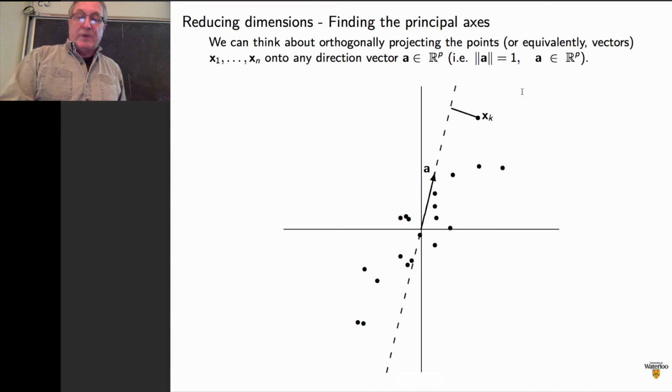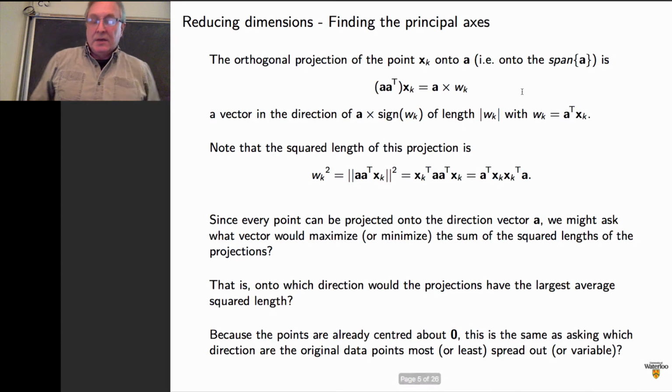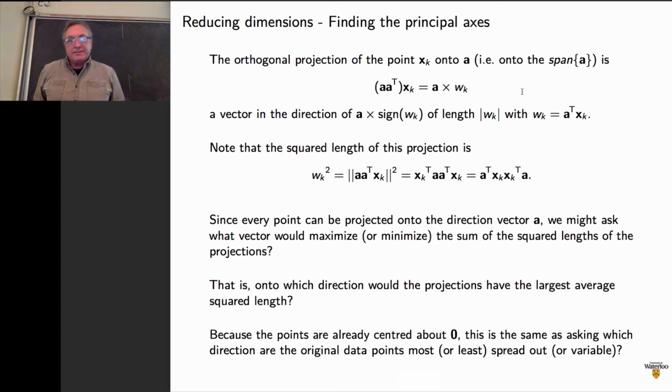And I know that's a direction vector, so it has length 1. So I can make that precise. A is a direction vector. It's only got one dimension, so I know projecting onto that, that's our V transpose. So it's A transpose. A is a column vector. That's going to be equal to something that's proportional to the direction vector A. Some value WK, where WK is obviously going to be A transpose XK.